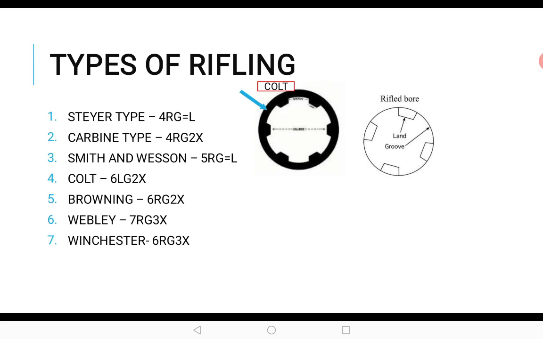The Colt is an unusual rifling because the direction of twist is left. It has 6 lands and grooves, and the width of the groove is twice the width of the land. Next is the Browning type. It also has 6 lands and grooves, right direction of twist, and the width of the groove is twice the width of the land. The Webley type has 7 lands and grooves, right direction of twist, and the width of the groove is 3 times larger than the width of the land. The Winchester type is similar to the Browning type, with 6 lands and grooves. Both have right-hand twist, except its grooves are 3 times wider than the lands.